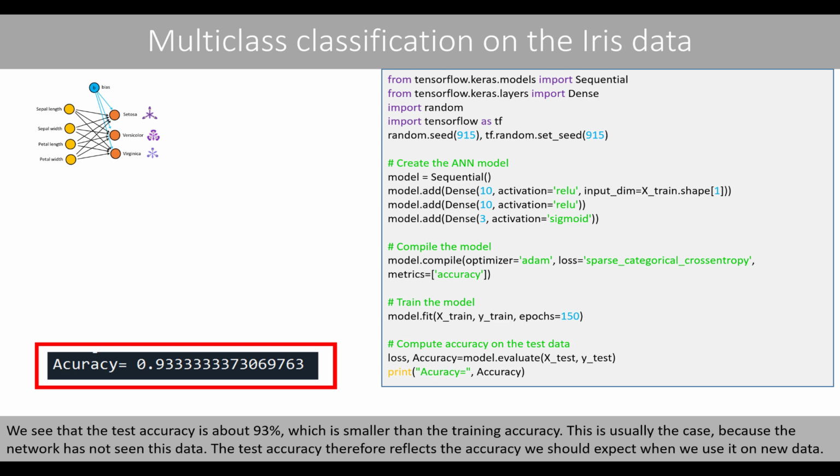We see that the test accuracy is about 93%, which is smaller than the training accuracy. This is usually the case because the network has not seen this data. The test accuracy therefore reflects the accuracy we should expect when we use the network on new data.